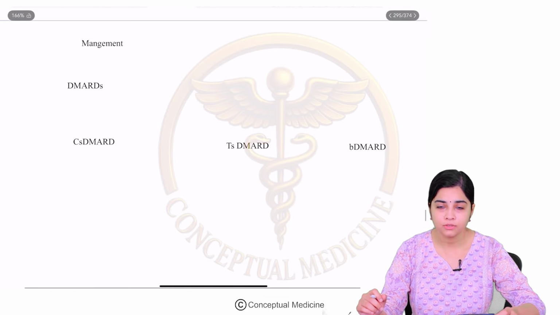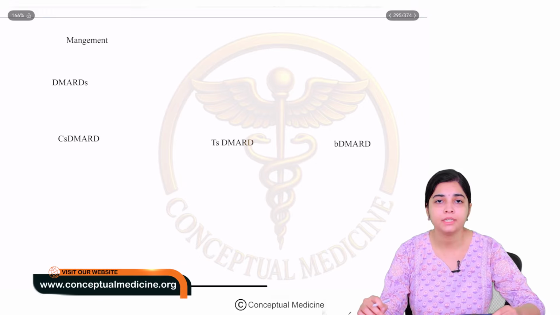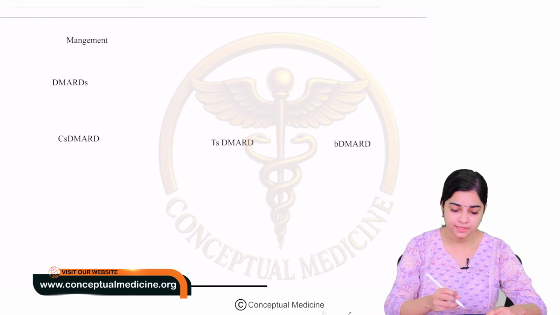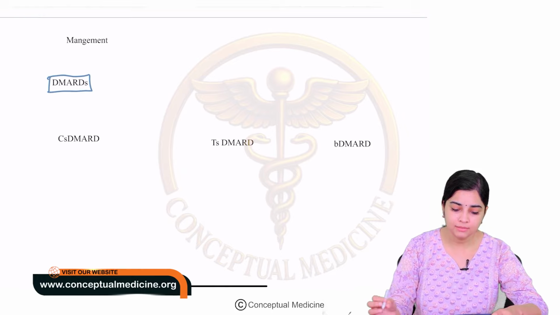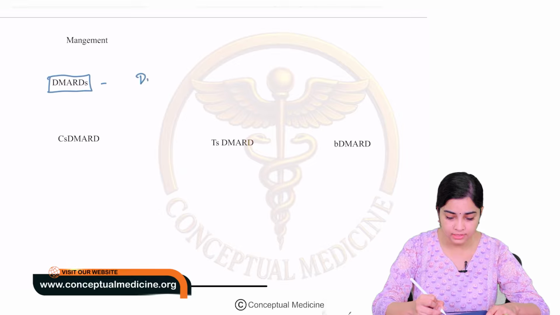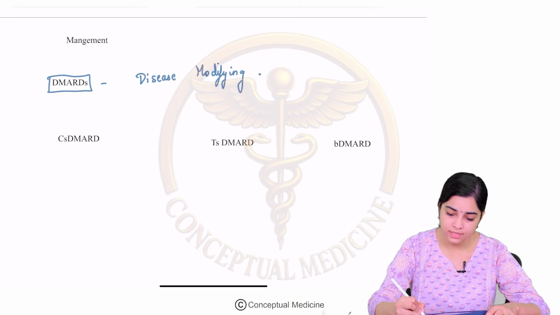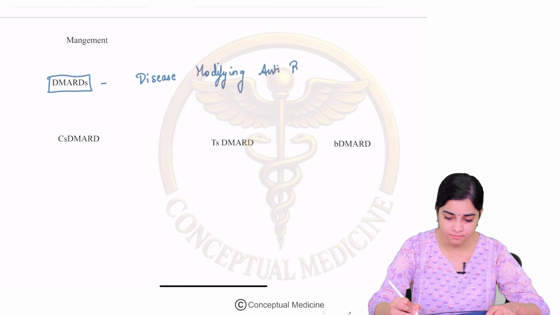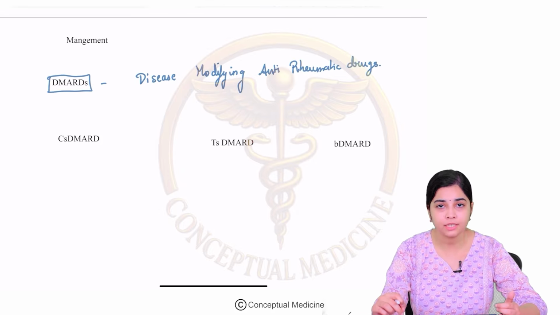Now, let us move on to the management. Okay, so management of RA predominantly is brought about by the group of drugs that we call the DMARDs. Okay, so what are DMARDs? DMARD stands for disease modifying anti-rheumatic drugs.